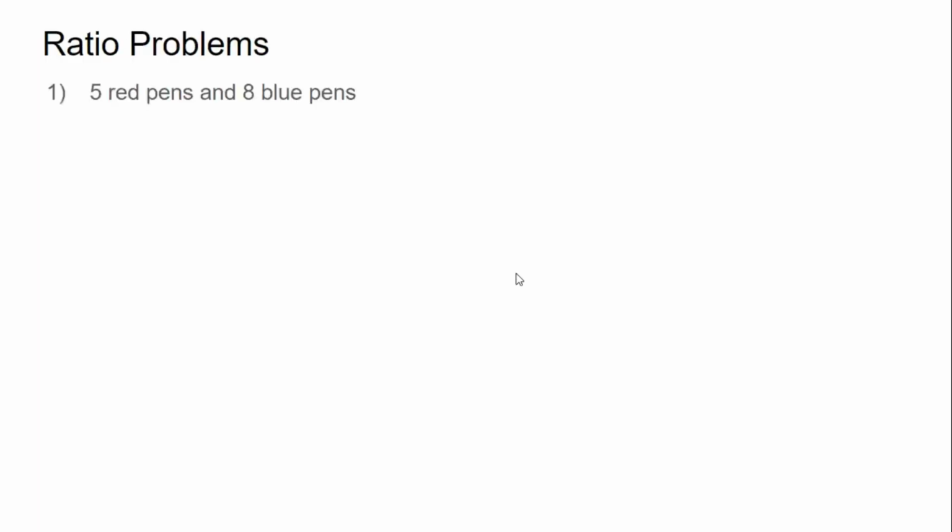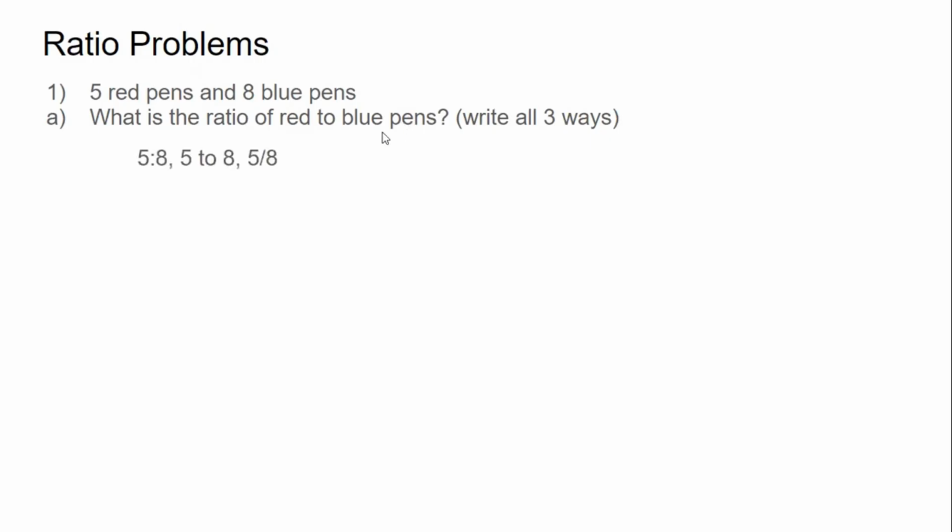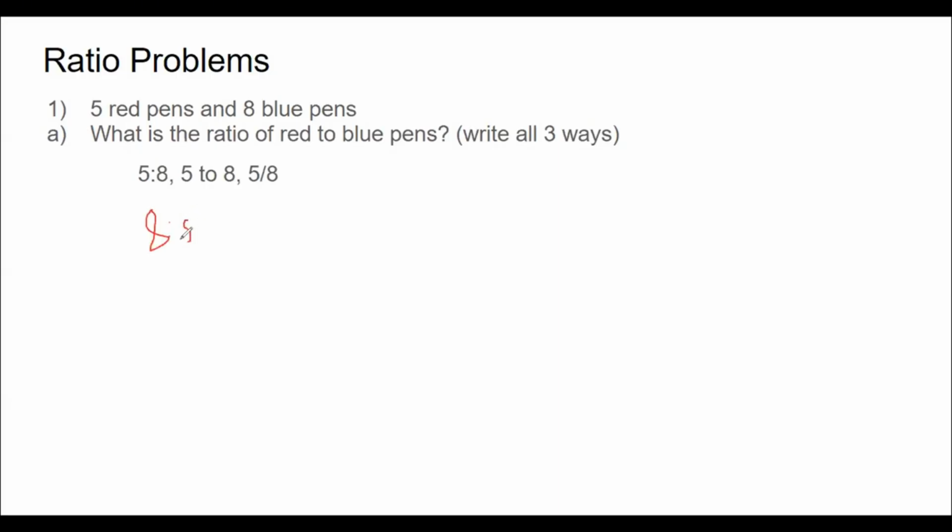All right, some ratio problems. 5 red pens and 8 blue pens. What is the ratio of red to blue pens? We're going to write it all three ways. So if you want, you can pause the video here and try it yourself and then check your answers. It would be 5:8, 5 to 8, and 5/8. And once again, 8:5 is wrong. It's got to be 5 to 8. 5 to 8 is the same thing as 5/8.